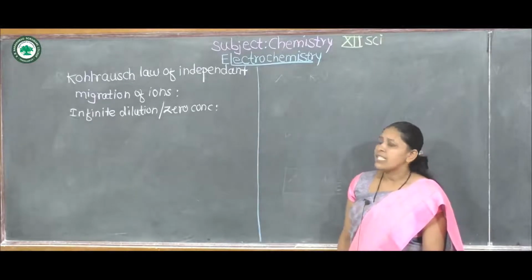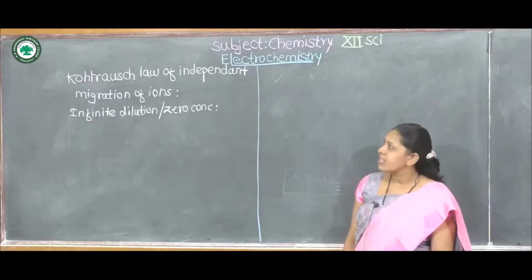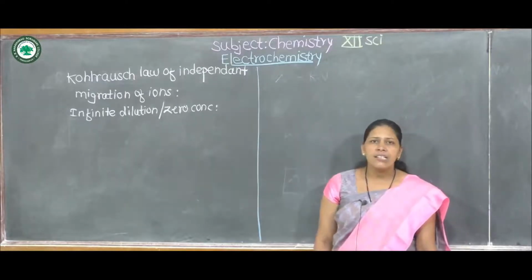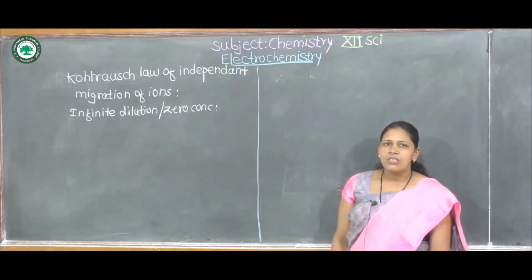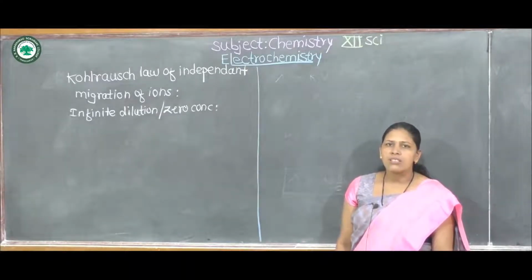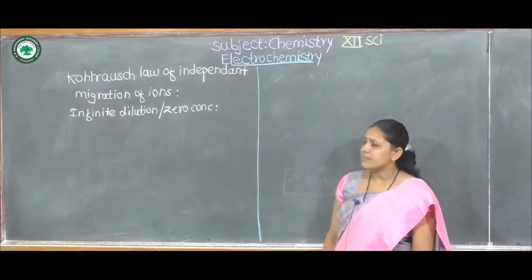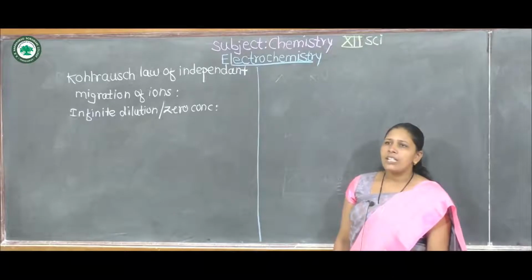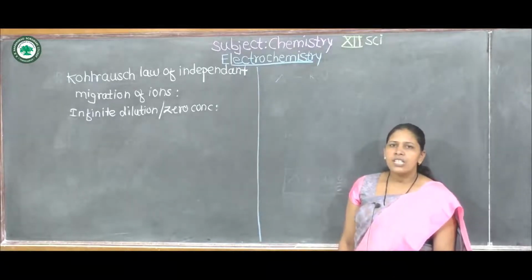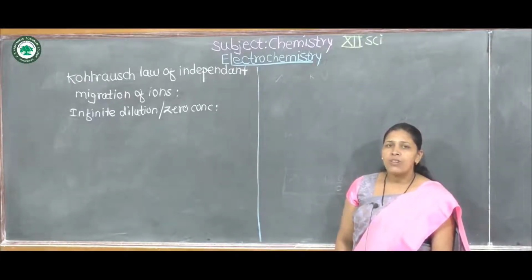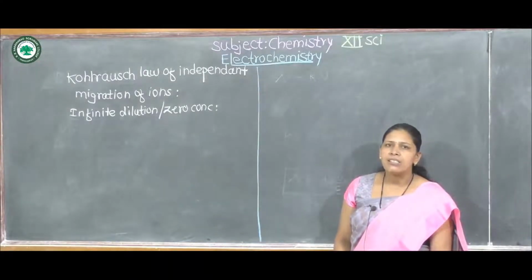Then what does this law state? This law states that at infinite dilution, each ion migrates independently of its co-ion and makes its own contribution to the total molar conductivity of an electrolyte. That means for any electrolyte, its molar conductivity does not depend on only one ion, it depends on the total number of ions present in that electrolyte.